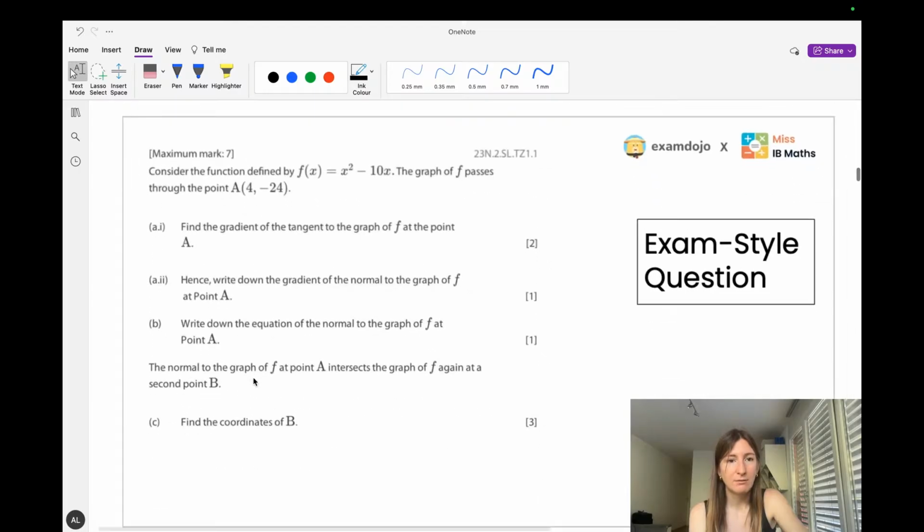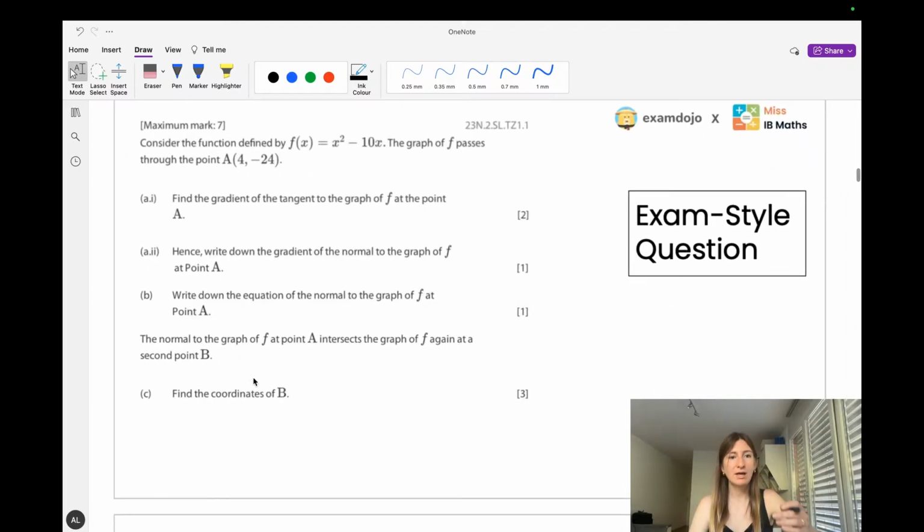All right, let's try another one. So we have a function defined by f of x equals x squared minus 10x. The graph of f passes through the point A, 4, minus 24. So we have our equation and we have a point. Now, why this is lovely, they've been super nice in this question, is we have the x and we have the matching y coordinate. So we don't even have to find the matching y coordinate.